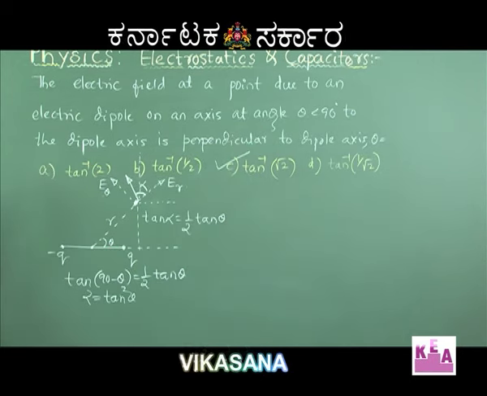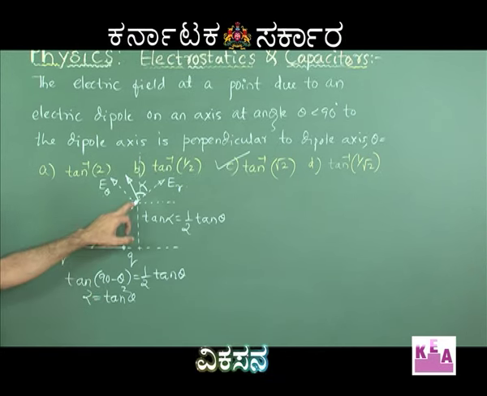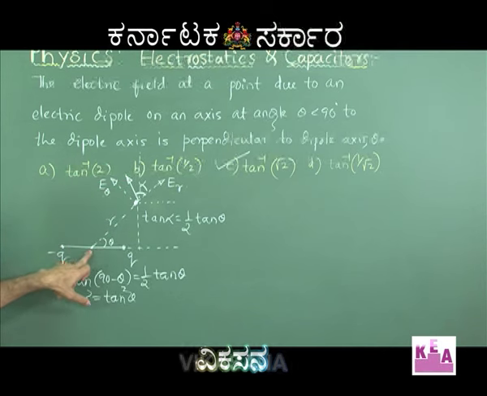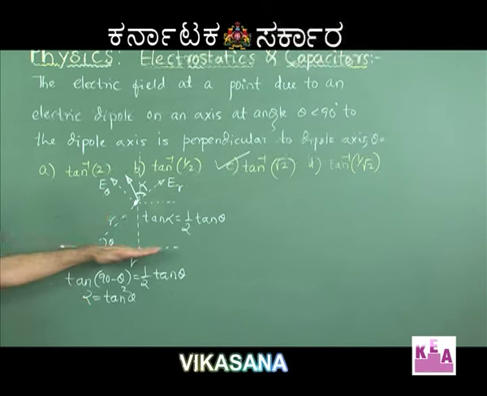I hope you understood this, and I hope I was quite clear in explaining the things. This is the dipole. We are talking about a point which has been chosen very generally at a distance of r from the midpoint of the dipole and at an angle theta with the dipole axis.